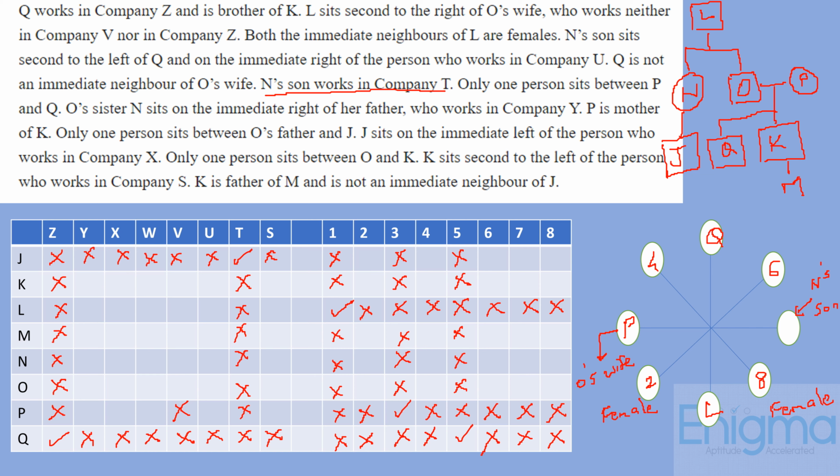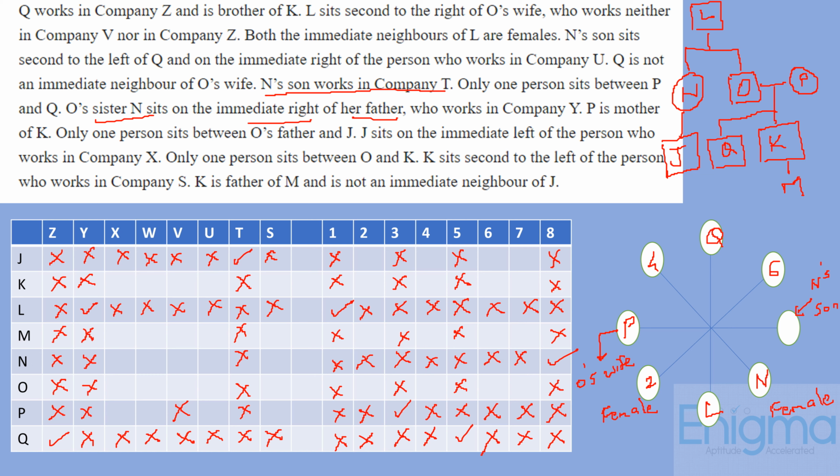Next, we can see here O's sister N sits on the immediate right of her father, who works in company Y. So N's father is L. So L works in company Y. So we can put a tick and cross for L. And also from this sentence, we know the position of N. So N is on the immediate right of her father. That means N will be in position number 8. So we will put a tick and cross over there as well.